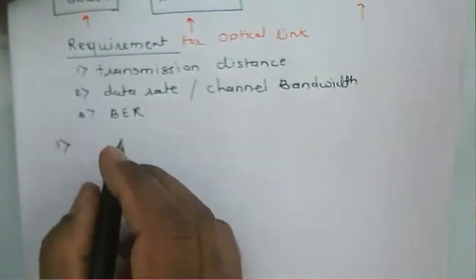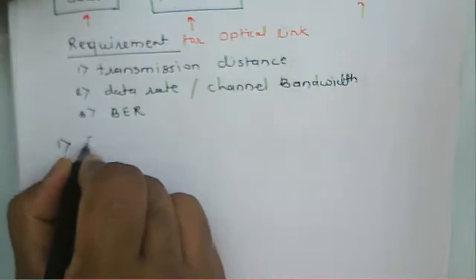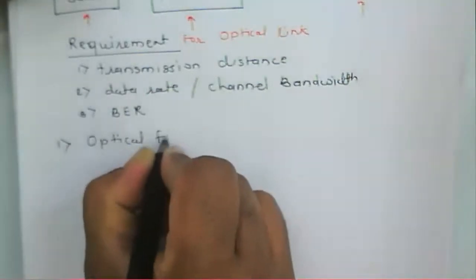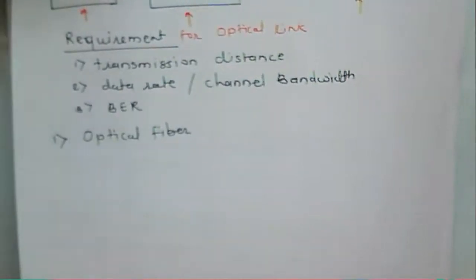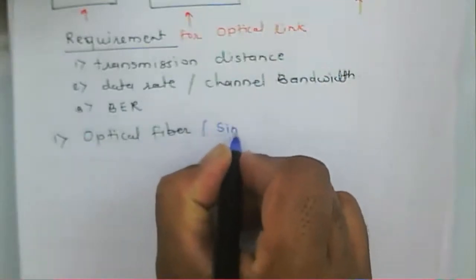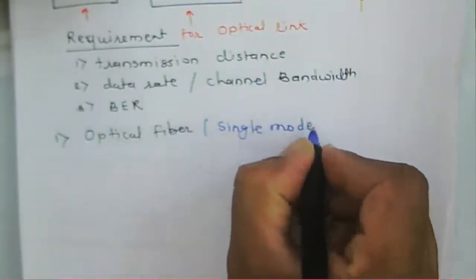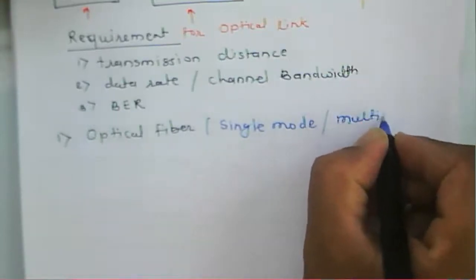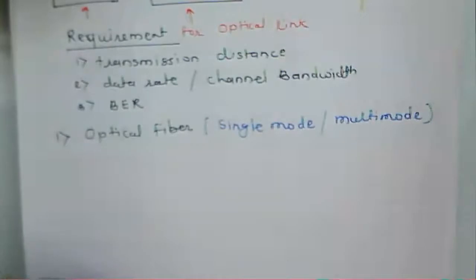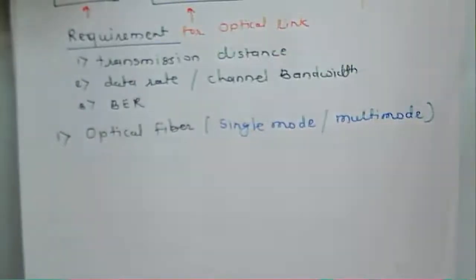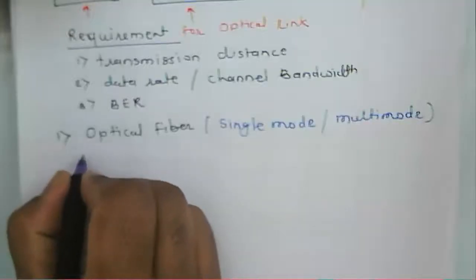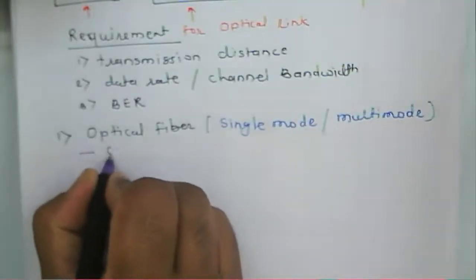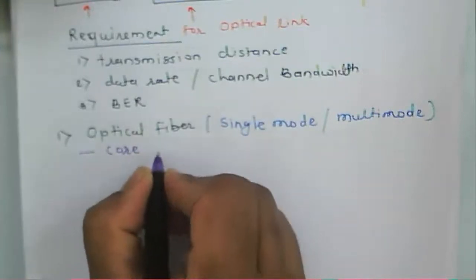So we can consider what type of optical fiber we are going to use in the design. That optical fiber can be a single mode or a multi-mode optical fiber. When we consider the fiber, whether single mode or multi-mode, the requirement for this particular fiber is the core size of the fiber.